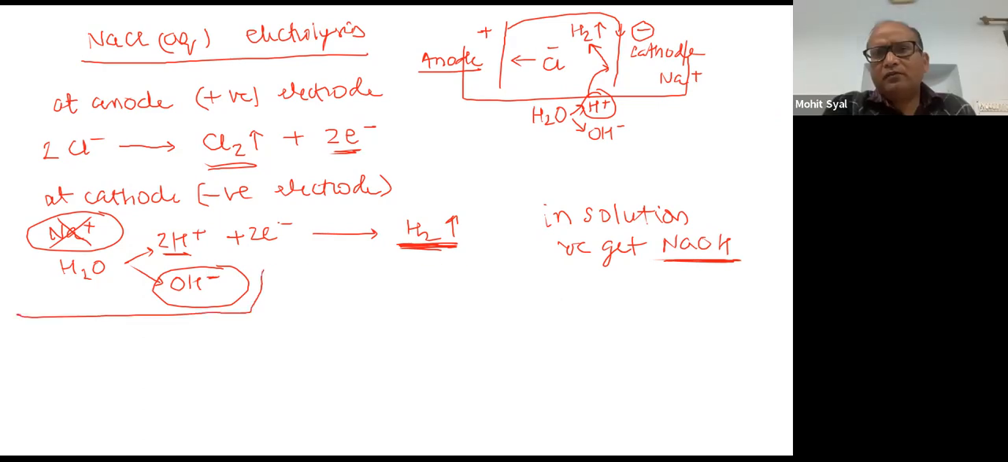And how are you going to make carbonate and bicarbonate? That is very simple. Carbonate and bicarbonate you can make by using the Solvay ammonia process.